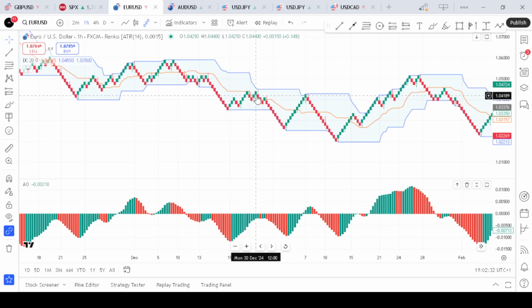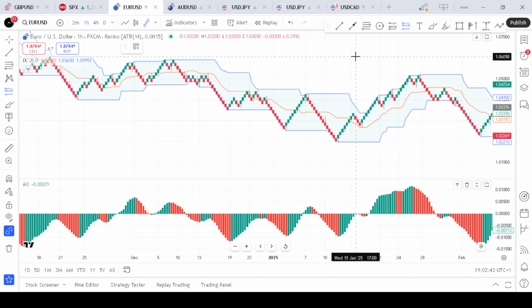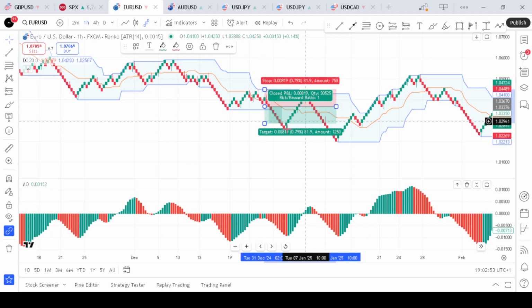Then you look for a pullback to the middle or the upper band. When you see the pullback, this signals an area for you to enter. You enter the moment price starts moving again after the pullback. This is where you want to enter your trading opportunity.